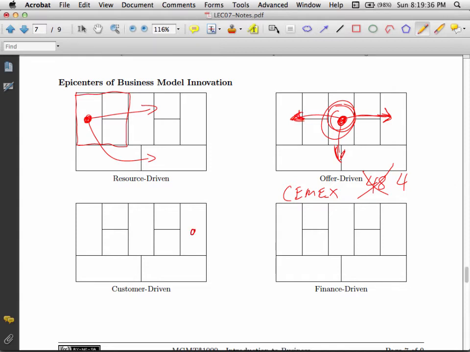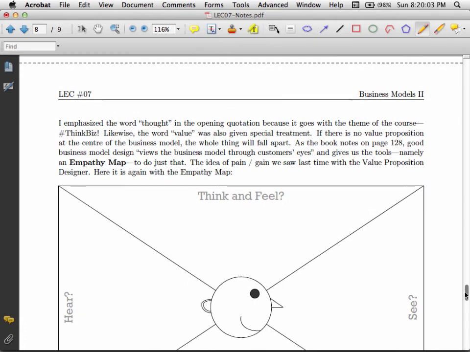Customer driven, again, starting at this side and modifying your business model in this direction. Finance driven, starting down here, looking at your revenue streams, your cost structure, and so on, impacting your value proposition and all your resources. And again, they gave the famous model of Xerox copiers and so on here. I don't recall off the top of my head which these ones are, but you'll find them in the book. So that's all we talked about with this stuff here.